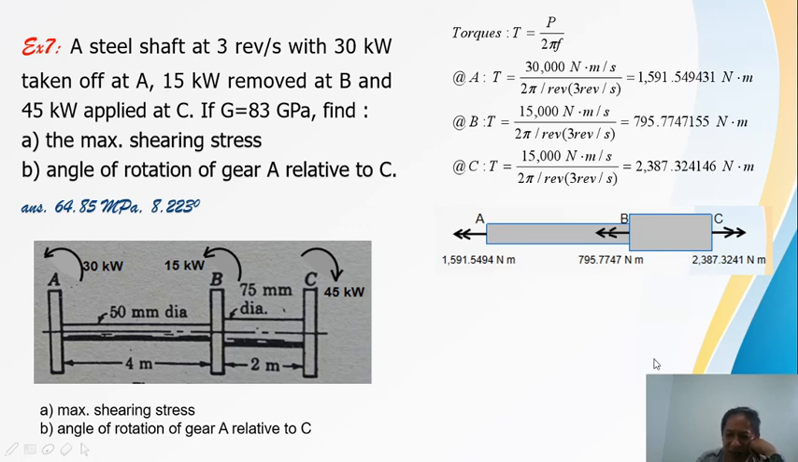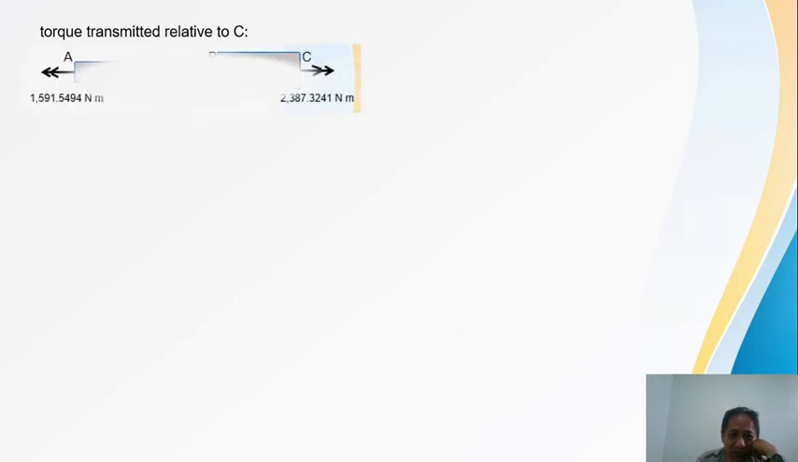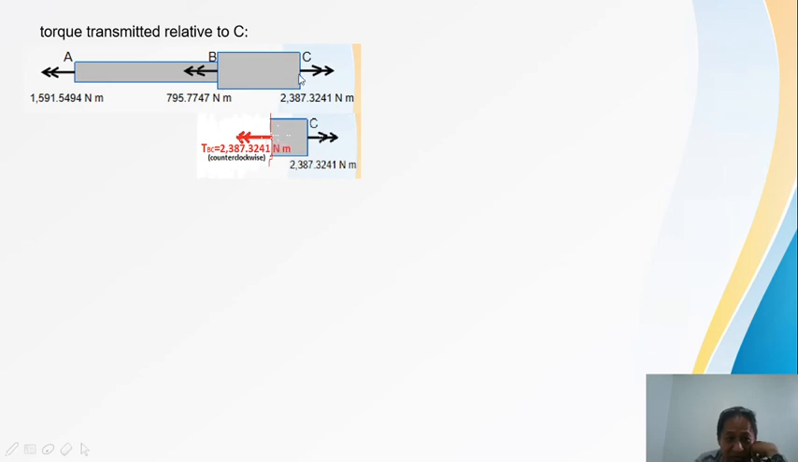As an alternate, you can also go with a cutting section. For example, I have to consider my torque by taking a free body diagram. Just to show you a different approach, when it is cut, my torque here I counter. This torque is due to a power applied.